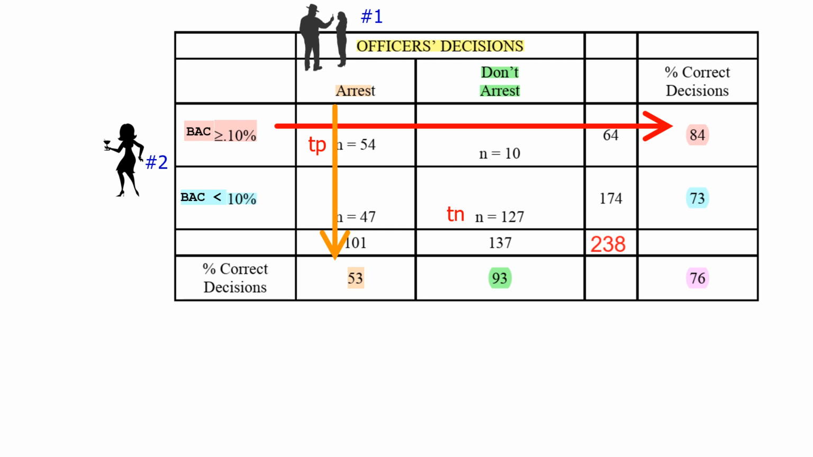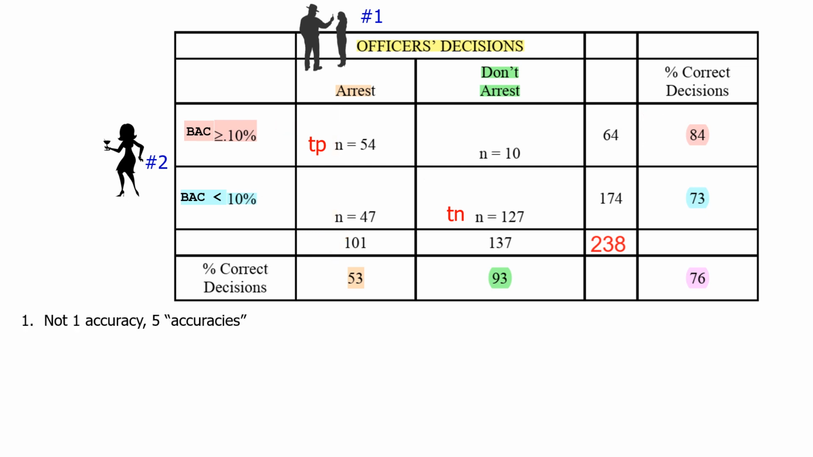These numbers both describe how the test dealt with people with a high BAC, but the questions they answer are slightly different. Red 84. When the test is given to people who actually have a high BAC, how often is the answer correct? Orange 53. When the test says the person has a high BAC, how often is the answer correct? Accuracy is hard. A test doesn't have one accuracy, it has at least five. 5 different accuracy numbers, each answering a different question about the test.